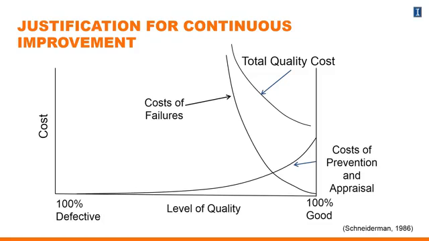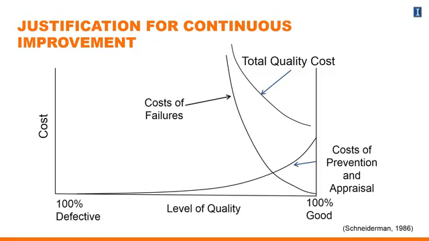So previously we had the cost of failures as being a much flatter curve, and here it's much steeper, telling you that as you go towards less than 100% good, the cost of failures goes up very high. And therefore, the optimal level of quality ends up being at a much higher rate. So what this is telling you is that prevention and appraisal more than pays for itself.